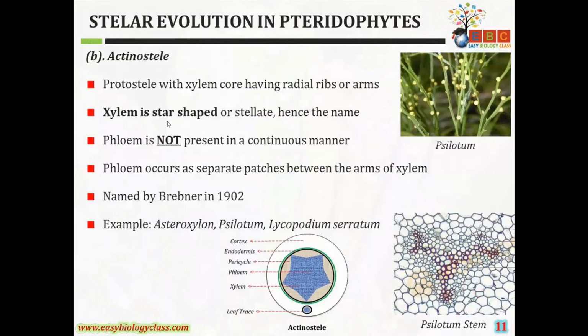Next one is actinostele. It is a protostele with a xylem core having radial ribs or arms, that is, star shaped. Here the blue colored one is the xylem, and in between these arms the phloem is present. The xylem is star shaped or stellate, hence the name actinostele. The phloem is not present in a continuous manner here, only in between the arms. It was named by Brebner in 1902. Examples are Asteroxylon, Lycopodium serratum and others. In these species, this type of actinostele is seen.